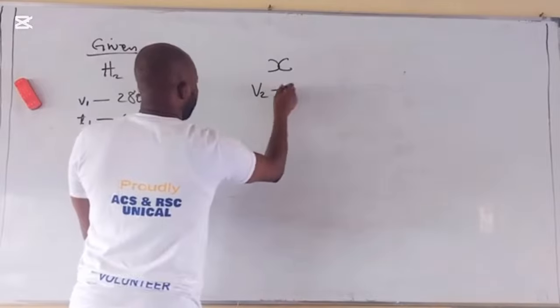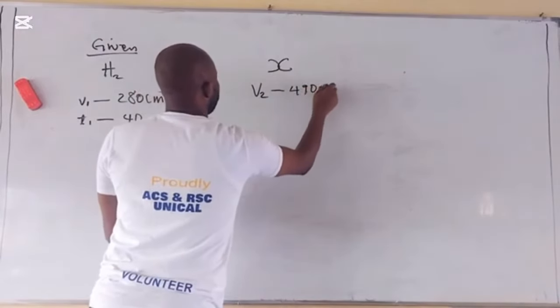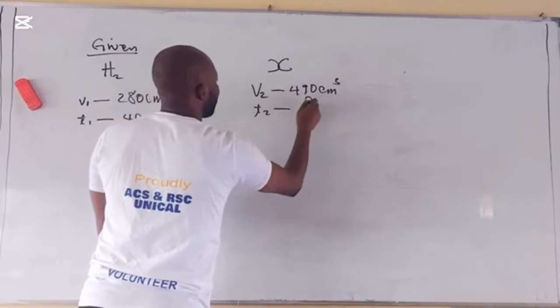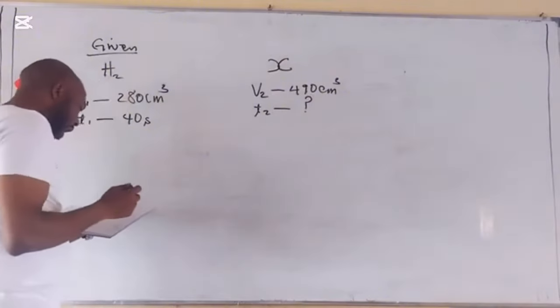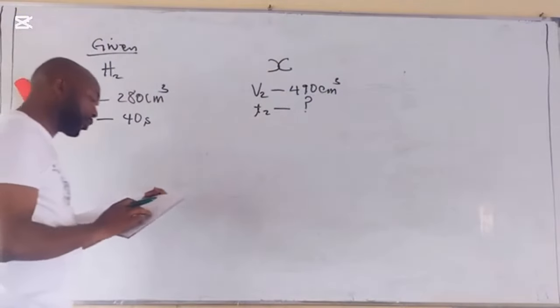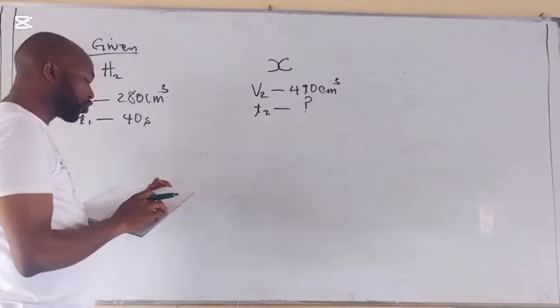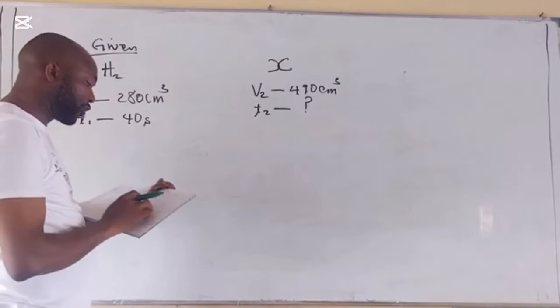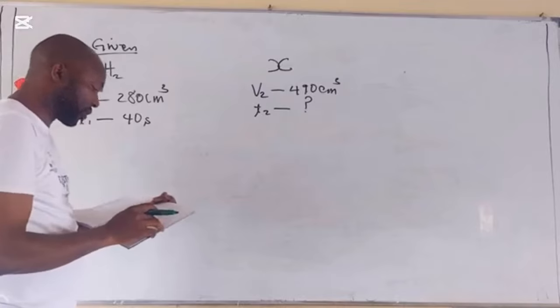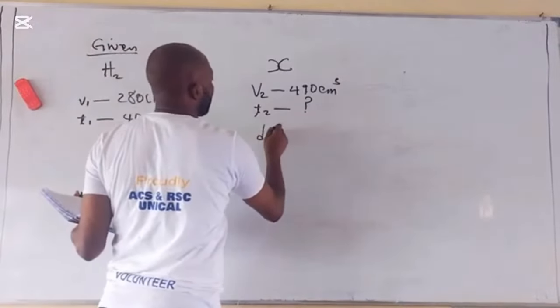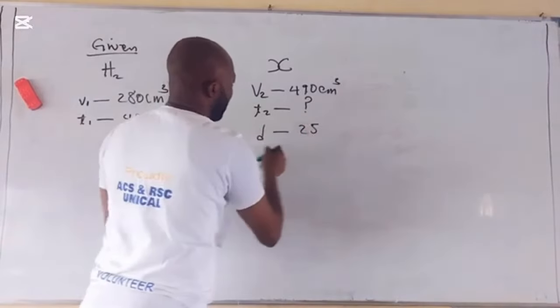Okay, this is 490 cm cube. How long? T2 is what we don't know. They're asking us for the time. How long will it take 490 cm cube of a gas X, whose vapor density is 25, to diffuse under the same conditions? Now the vapor density, let's call it the density of this gas, is 25 for gas X.